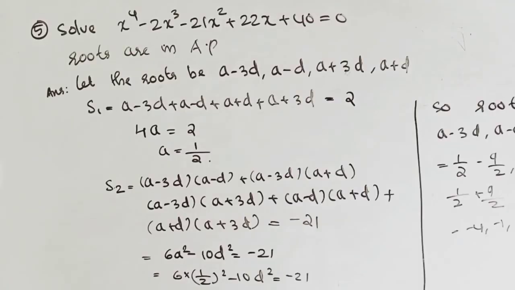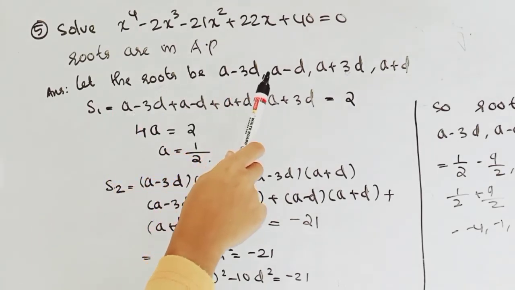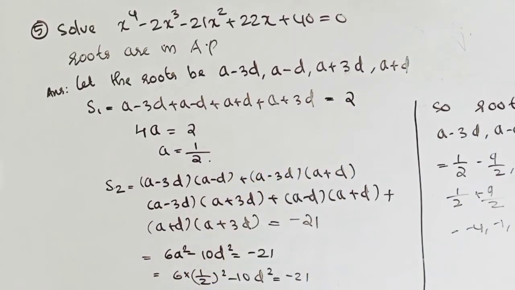The 50th question is, solve x raised to 4 minus 2x cube minus 21x square plus 22x plus 40 is equal to 0, whose roots are in AP. Since the roots are in AP, we can take the roots as a minus 3d, a minus d, a plus 3d and a plus d. So S1 is equal to a minus 3d plus a minus d plus a plus d plus a plus 3d. Minus 3d plus 3d cancel, minus d plus d cancel. So 4a is equal to 2, that is a equal to 1 by 2.